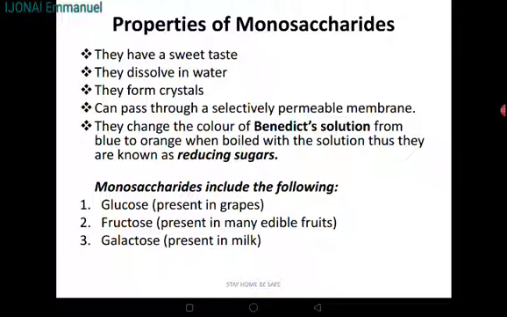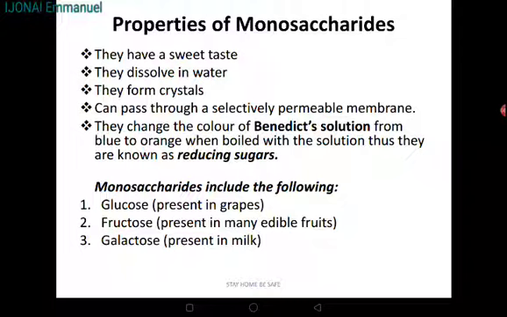That means they are called reducing sugars. Now, Benedict solution contains copper 2. It contains the copper 2 ion. So these monosaccharides are capable of reacting with the Benedict solution.